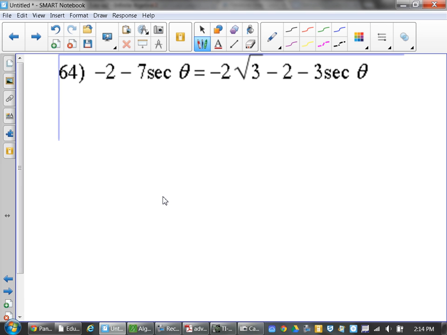Once again, pick on the little guy. Negative 7, so I'm going to add the 7, and I'm going to add 2 root 3. I'm going to wind up with 2 root 3 equals 4 secant theta. We okay with that? Divide by 4.